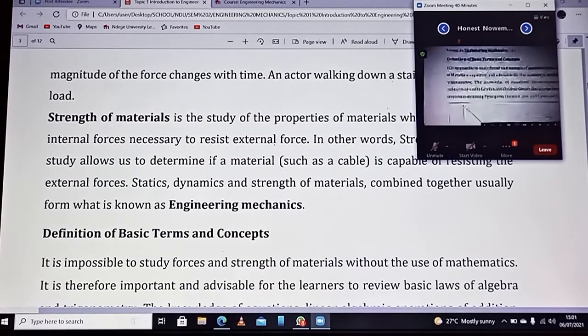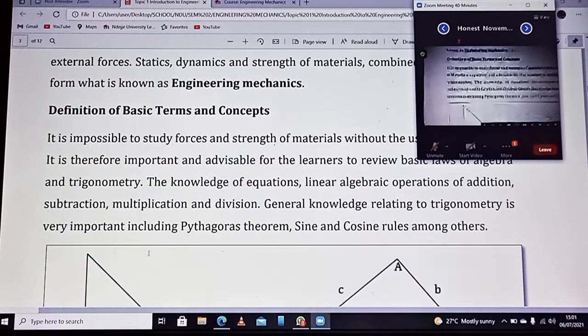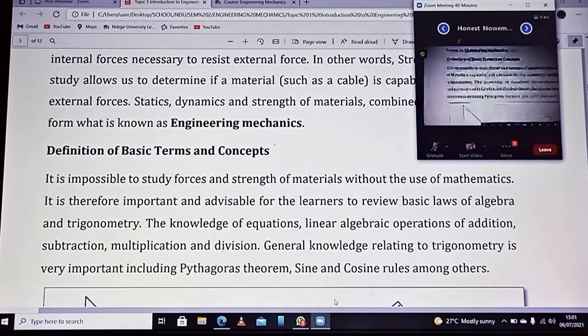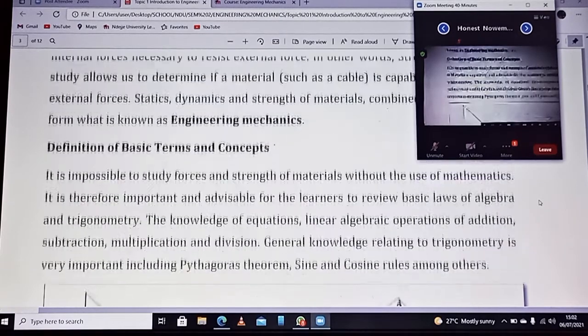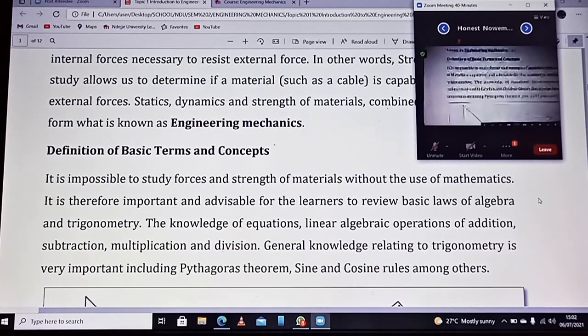So, definition of basic terms. Static equilibrium is one of them. Then forces, which are of big interest. But mainly, under engineering mechanics, we are going to be playing the math of algebra and trigonometry.